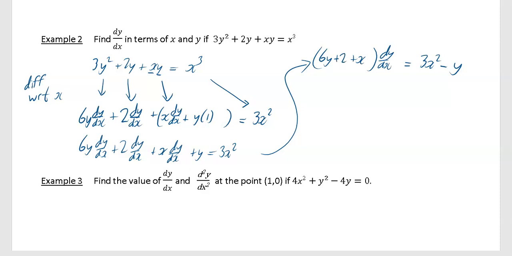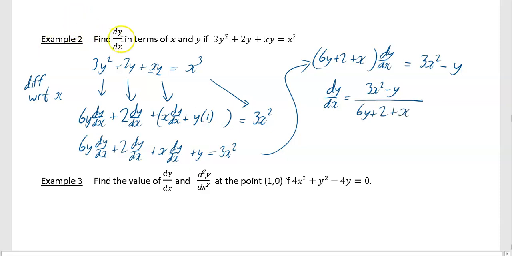So the question said find dy by dx in terms of x and y. So your dy by dx is equal to, nice horizontal line here, 3x squared minus y, sorry, on the top line, and the bottom line is going to be 6y plus 2 plus x. So the strange thing about this question is you've got your dy by dx, here it is, but it's in terms of x and y.